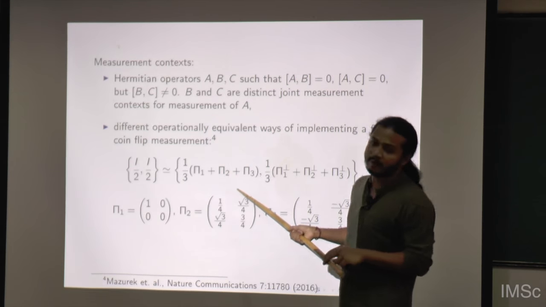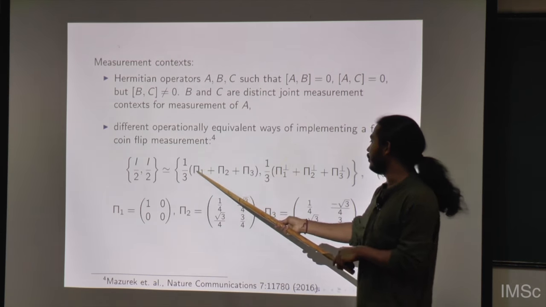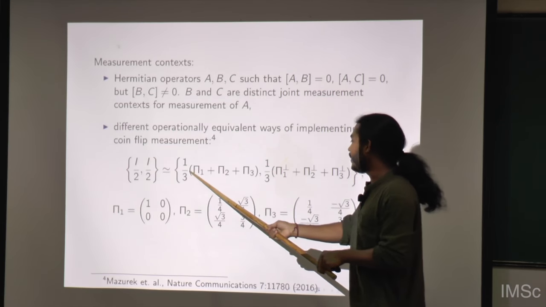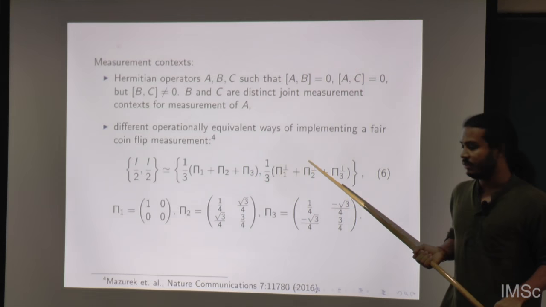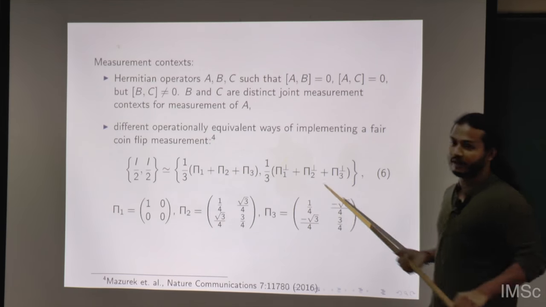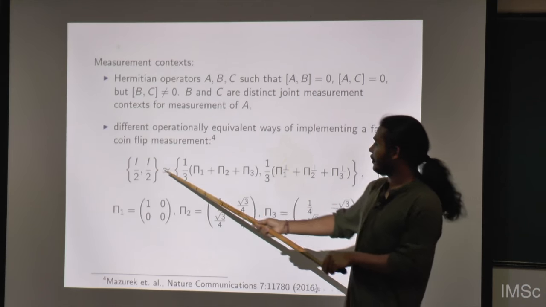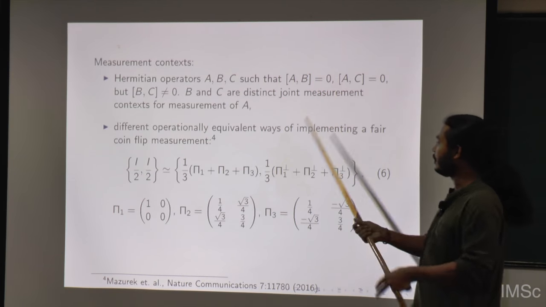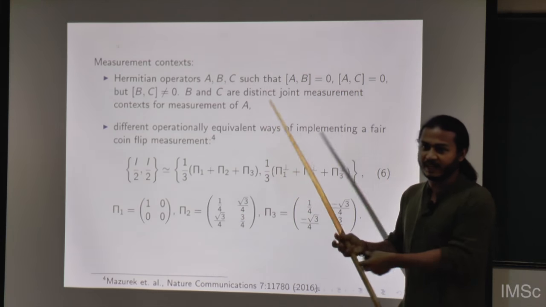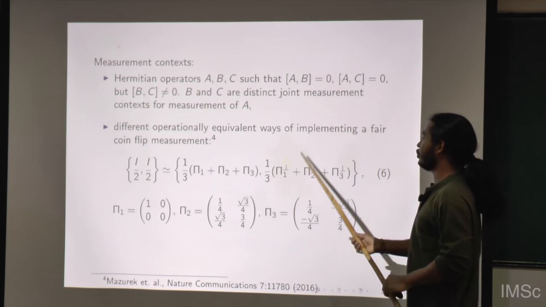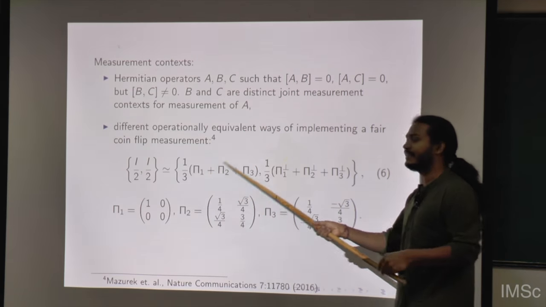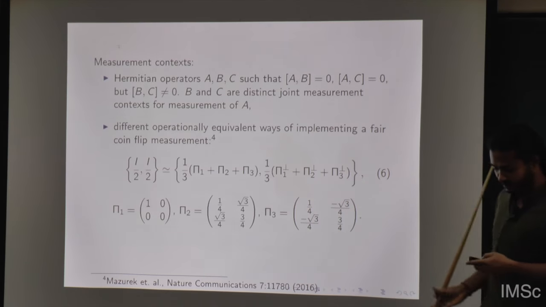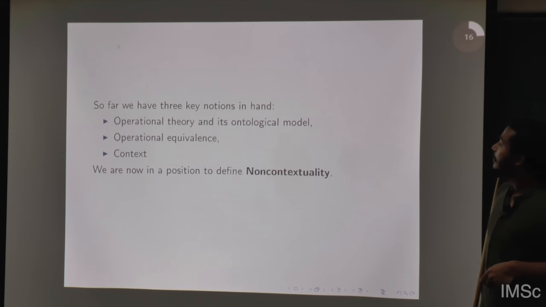Another way of implementing it is that you choose one of three possible projective measurements randomly, and then you coarse grain over the outcomes of those three to define a coarse-grained POVM, and that turns out to be operationally equivalent to a fair coin flip. So this is a very convoluted way of doing a fair coin flip measurement. Here you're actually doing something to the system. So you're doing two different things, but you get the same statistics. These are the projectors which give you this. This will come later. I'll come back to this at some point.